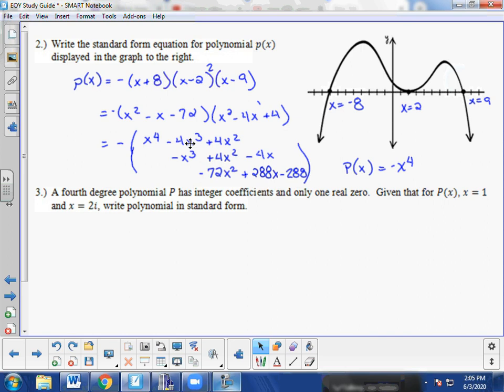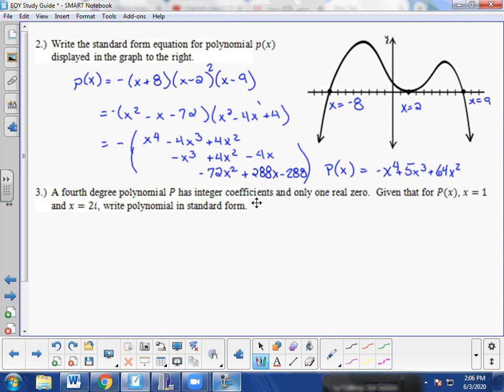This right here would give me a negative 5x cubed, but now I distribute that negative to that, so give me positive 5x cubed. I'm going to run out of room. Let me move this over real quick. Then I would combine the 4x squared and the negative 72x squared, which would give me a negative 64x squared, but then distribute the negative over there. So I would get positive 64x squared.